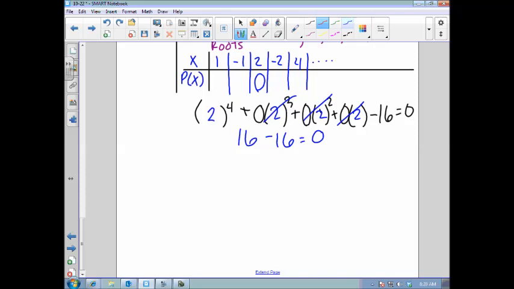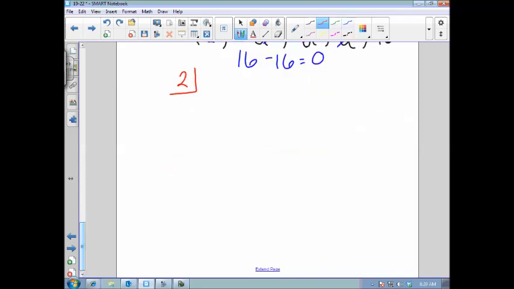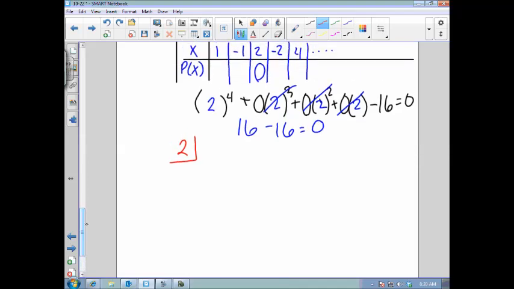So we're going to take the first one we found, which is positive 2, and we're going to divide it out. Now, we're going to use the coefficients, which is why it was very important that we use those placeholders. What's the first coefficient? 1, and then 0, 0, 0, negative 16.